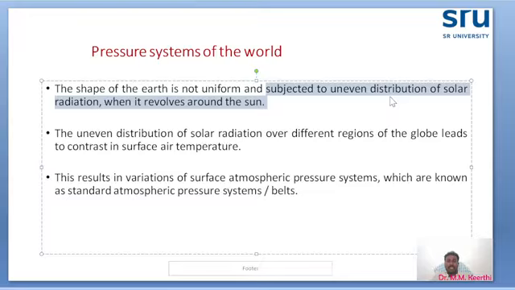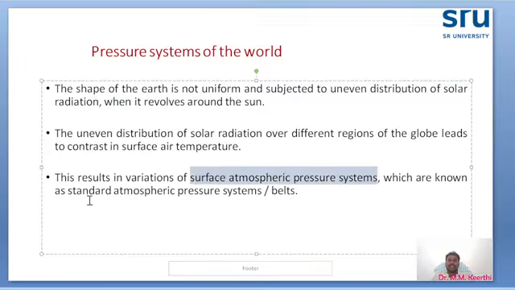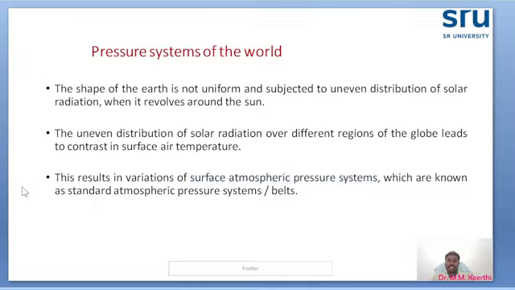When the earth revolves around the sun, there is uneven distribution of solar radiation over the different regions. Due to this reason, the solar radiation falling on the surface is also not uniform. So it leads to a contrast in the surface air temperature. This results in variation of the surface atmospheric pressure system, which is known as the standard atmospheric pressure system or standard atmospheric pressure belts. So what are the different pressure belts?